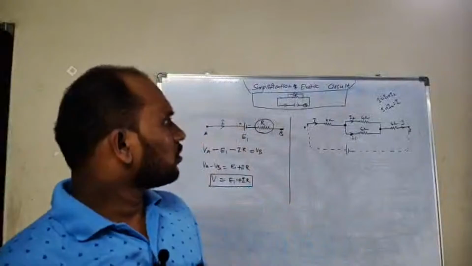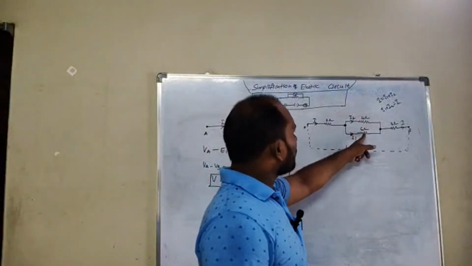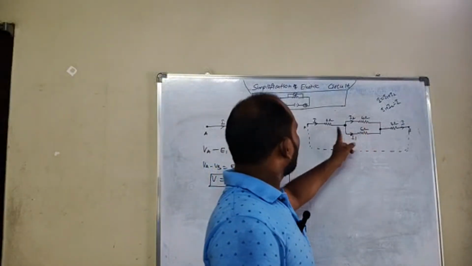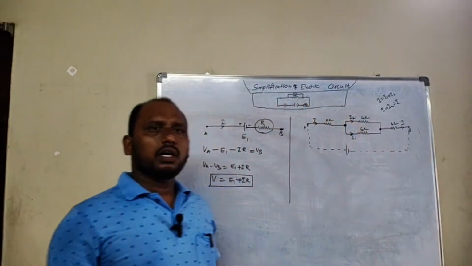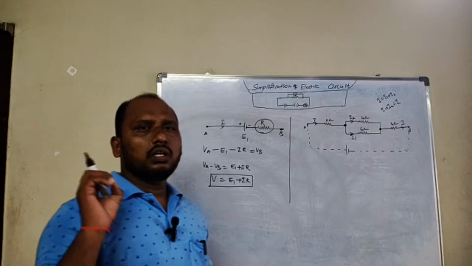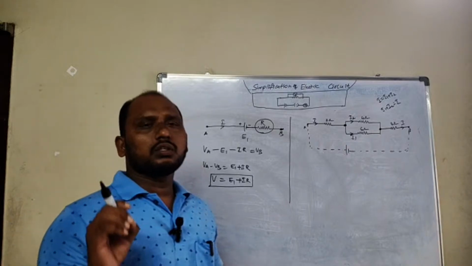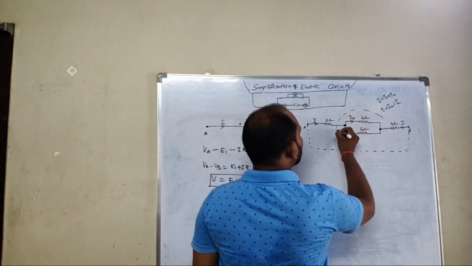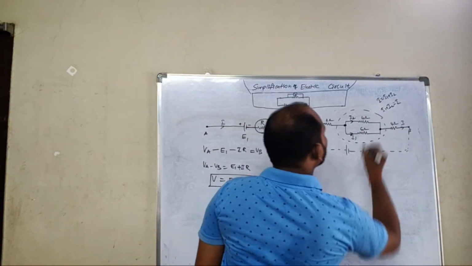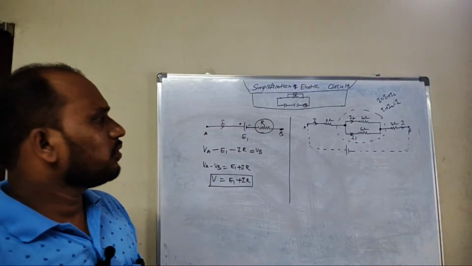Coming to this diagram, what do you notice? These two resistances, 4 ohms and 6 ohms, have different currents. The 2 ohm and 4 ohm resistors have the same current. When different currents are there in the circuit, generally those resistances are connected in parallel. Very simple. So according to that, first we have to simplify the 4 ohm and 6 ohm.